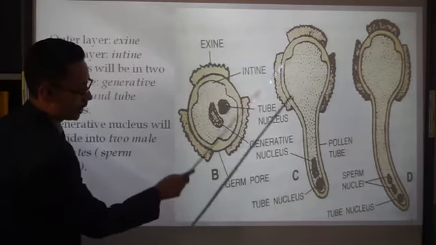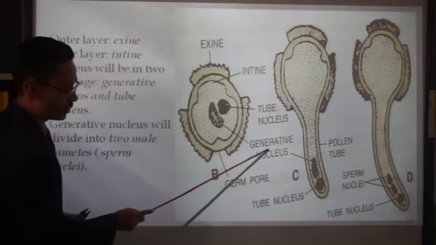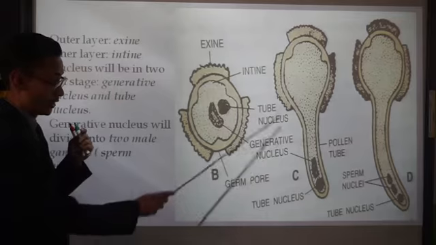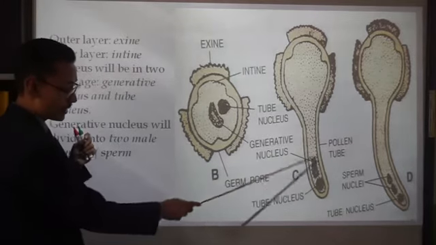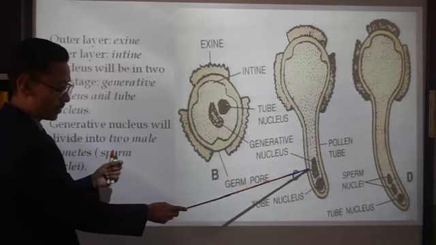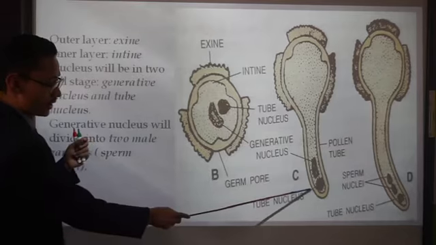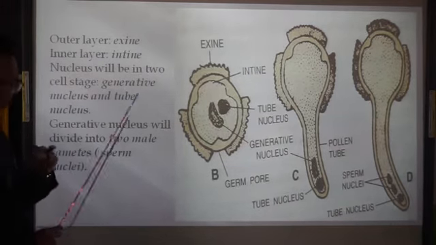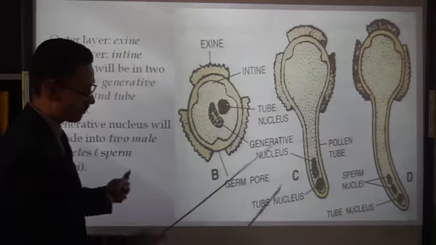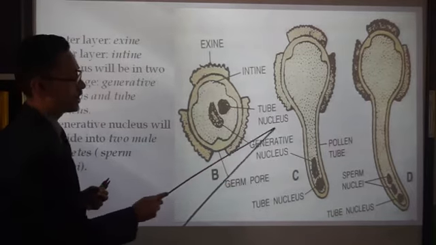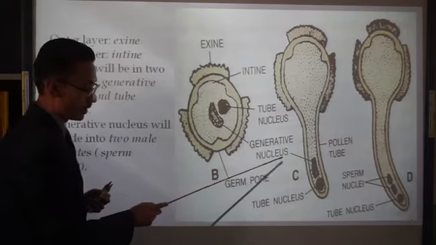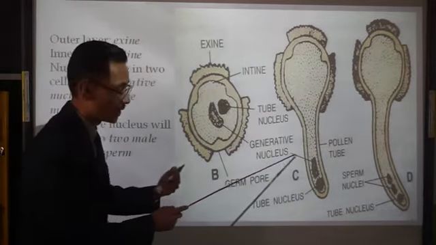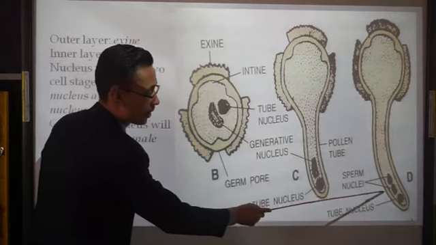Inside the pollen tube, we will find the generative nucleus and the tube nucleus. So inside the pollen tube, what will be present? We will find the generative nucleus and the tube nucleus. Remember, they are in two cell stages. Clear? And furthermore, this generative nucleus will again divide to form the two sperm nuclei.